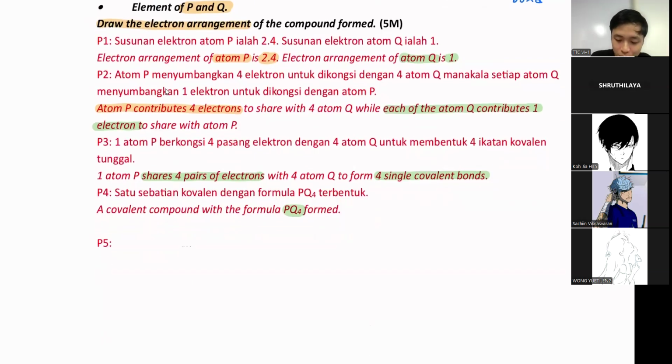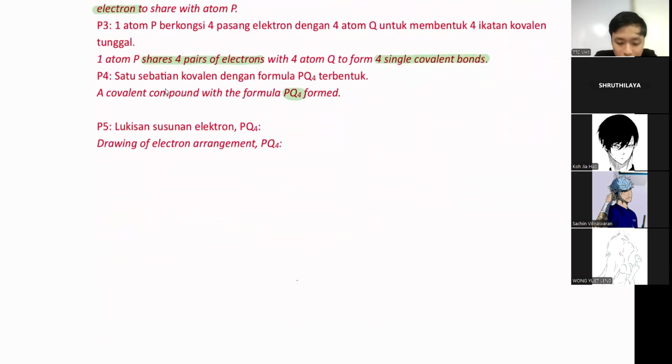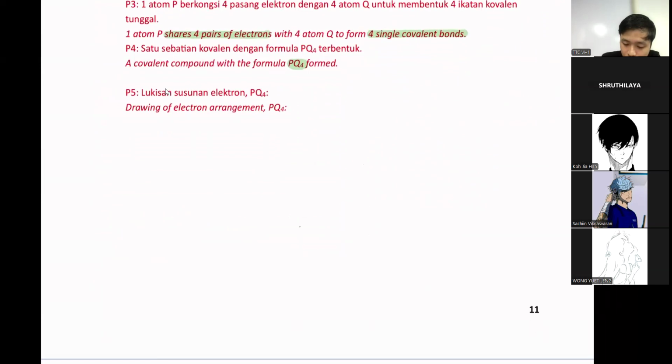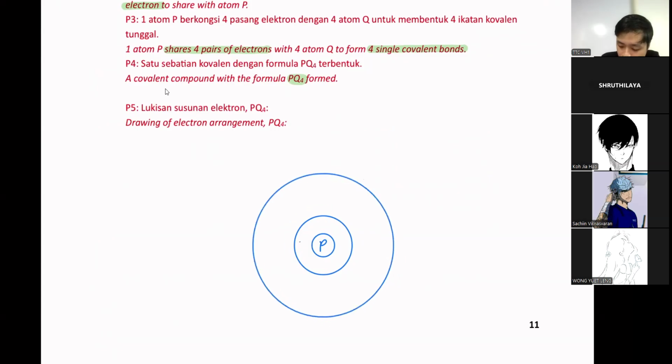Okay, so point five, drawing. Maybe I should draw for you. First of all, you draw the P in the middle. P, how many shells? P is 2.4, two shells. One shell. Another shell. Okay, two shells.